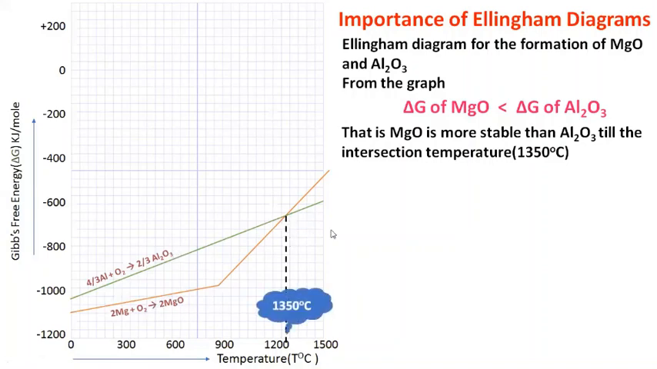whereas above 1350 degrees centigrade, the magnesium oxide line is going up and the aluminum oxide line is coming down due to this intersection, due to which above 1350 degrees centigrade, aluminum oxide is more stable than magnesium oxide.